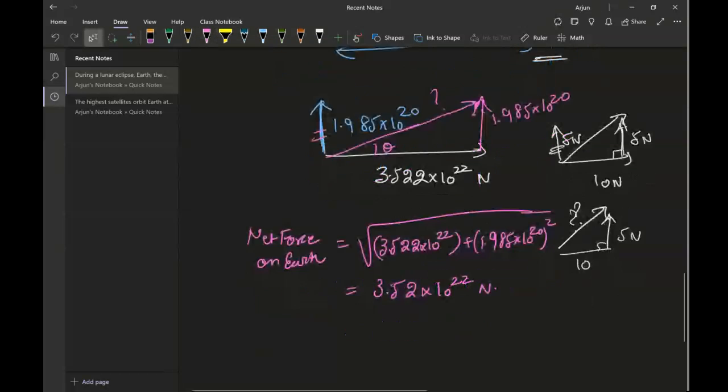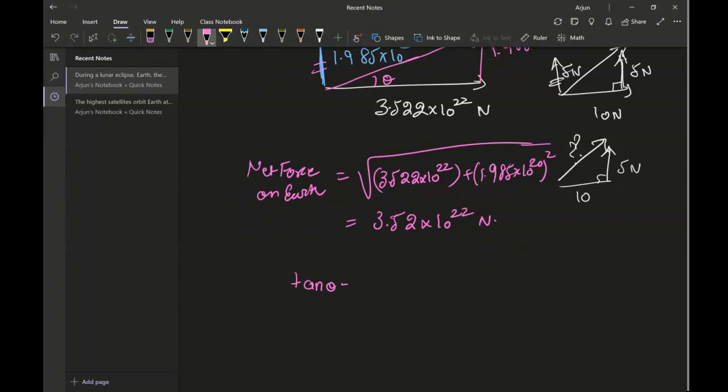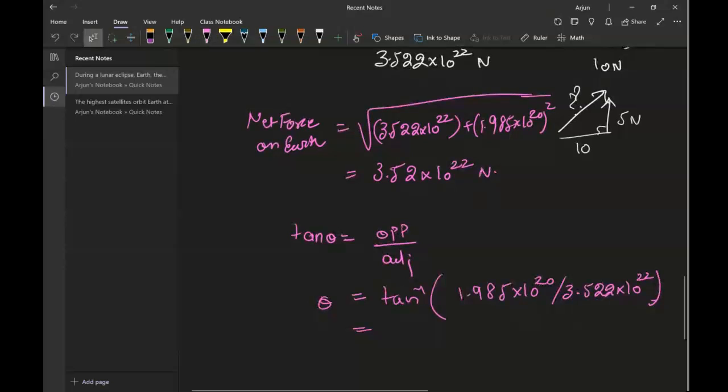And then you can find this angle theta also. How are you going to find the angle? Tangent theta equals opposite upon adjacent. Again, make sure once you put this value in the calculator, you use the brackets correctly. So theta value will be tangent inverse, start the bracket on your calculator, the opposite is the smaller one in this case, so 1.985 times 10 to the 20 divided by 3.522 multiplied by 10 to the 22. Close the bracket and then you will get the answer. Make sure you don't miss the bracket, otherwise your answer will be wrong.